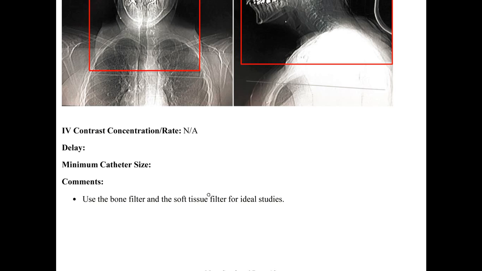Another thing is, in a trauma situation, the goal is to get the patient in and out of the CT suite as quickly as possible. And that's what this protocol is actually geared toward, getting the patient on the table and off the table as quickly as possible, because you're in the trauma scenario.